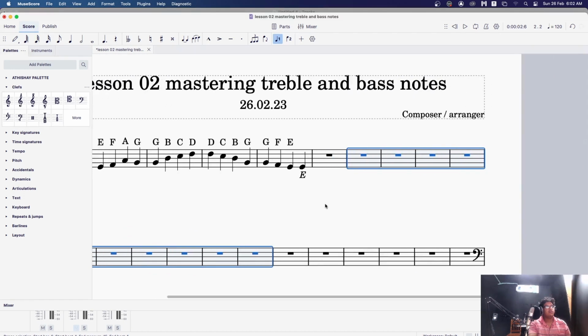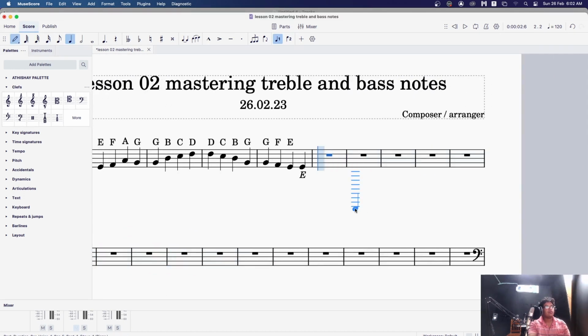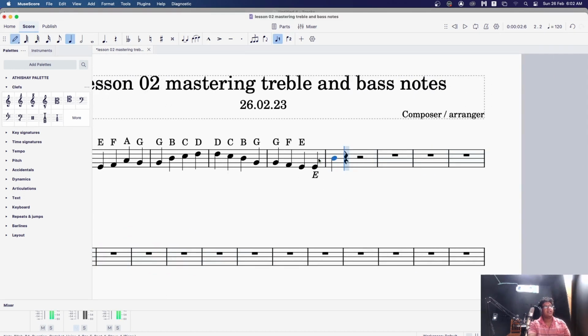Okay, we'll do some more notes. What is the third line? It's B. What is the fourth space? F-A-C-E.